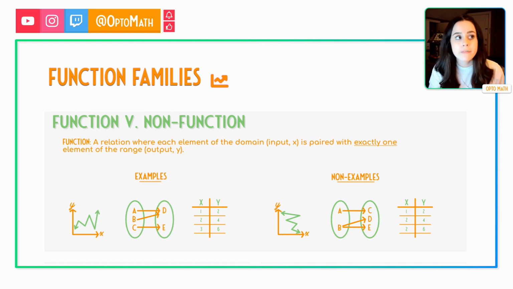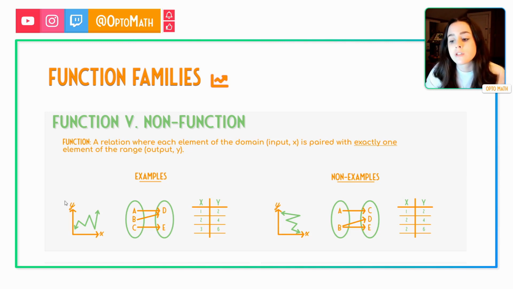So when I input, say 5, I should not get numbers 10 and 12. I should only get, say, number 10. Basically, you can't be in 2 places at once, right? So at this time, I'm only at this place. You cannot be in 2 places at once. That's what makes a function. So let's look at some examples and non-examples in our pictures here.